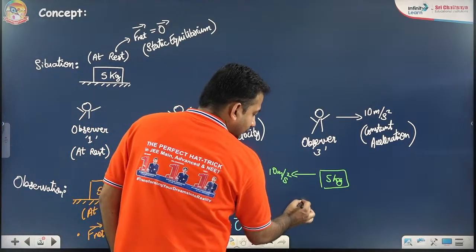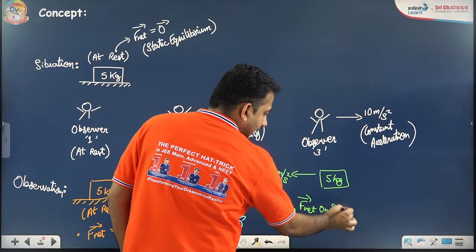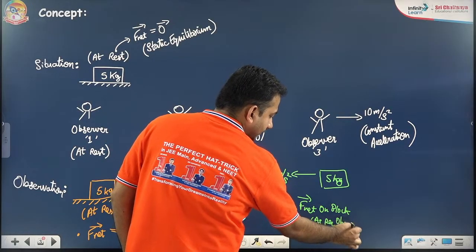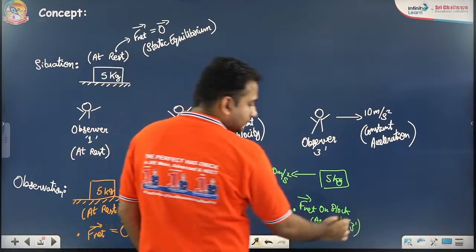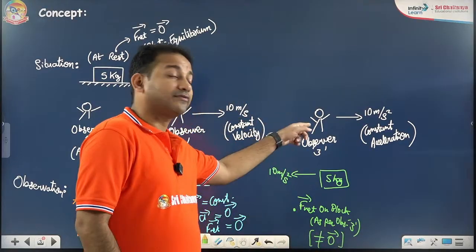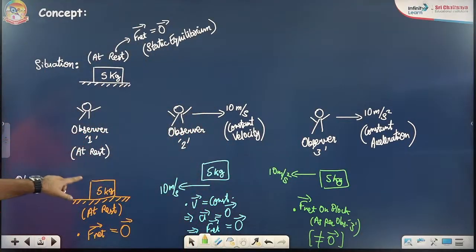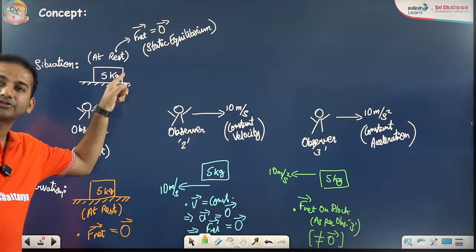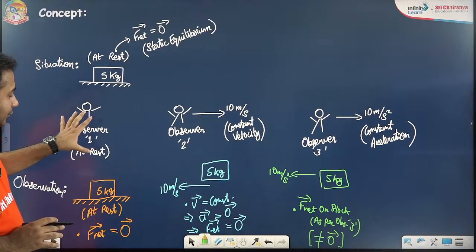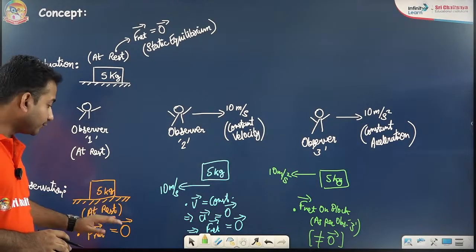So the net force on the block as per observer 3 is non-zero here. It is not 0. Why, sir? Because observer 3 will observe that the block is accelerated back. When observer 1 was at rest and the actual situation was rest, nothing happened. The object which was at rest is observed to be at rest. So the net force is 0.